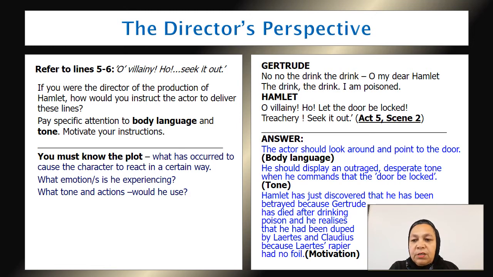She says, no, the drink, oh my dear Hamlet, the drink, I am poisoned. And Hamlet says, oh villainy, ho, let the door be locked, treachery, seek it out. And it comes from Act 5, Scene 2.